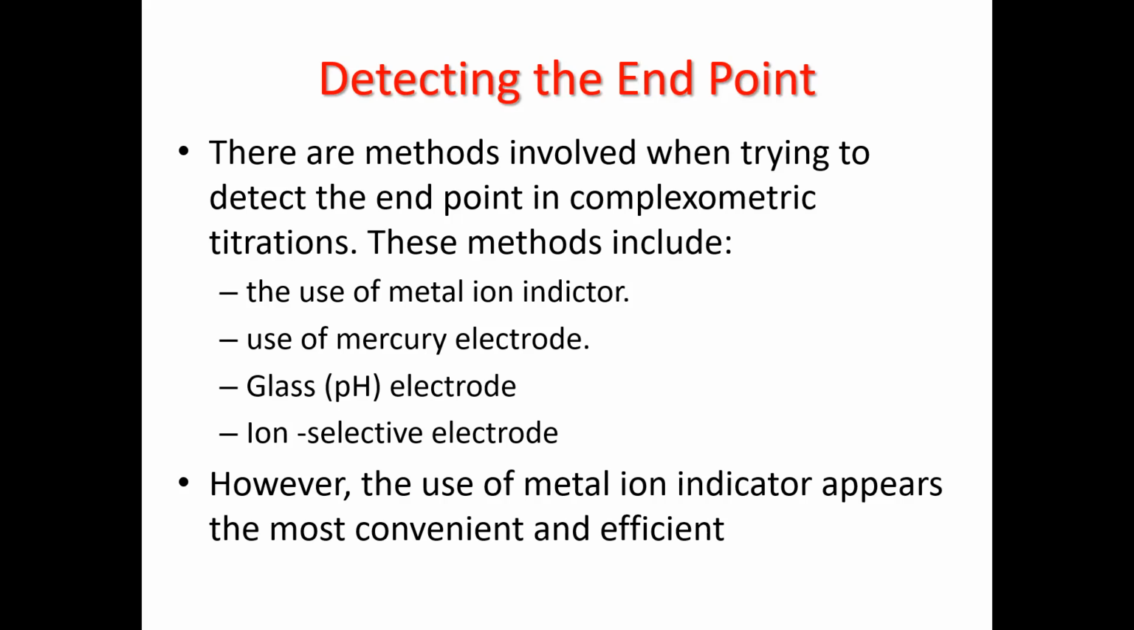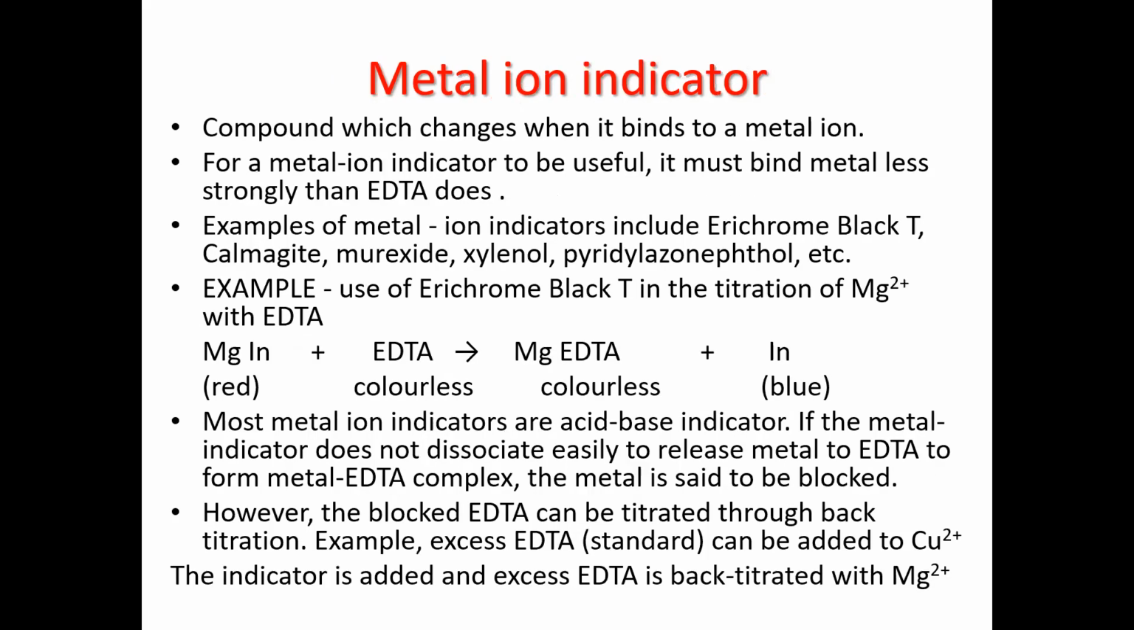So we can use electrodes to determine once there is a change in the pH or the electromotive force of the electrode that you used, you can say your reaction has come to an end. But for this course, we'll be placing emphasis on the use of metal ion indicators as the method of detecting endpoints of EDTA titration. So what are these metal ion indicators?